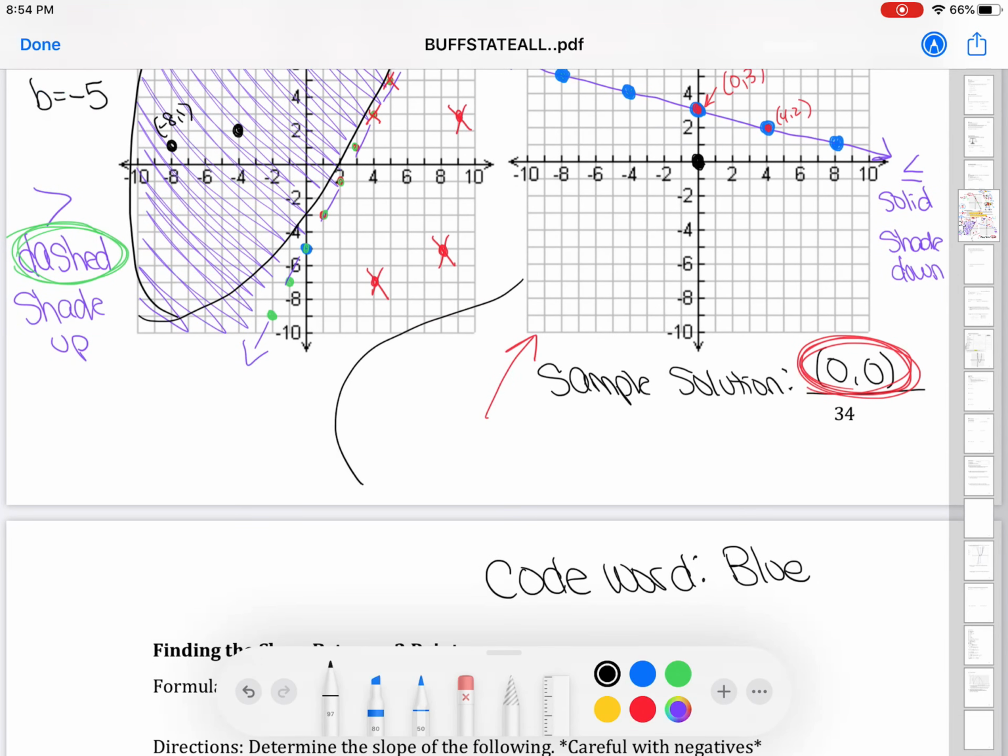So what I mean by that is I'm going to take this inequality, and again, I'm working with this graph. I'm just using the space over here. So the inequality is y is less than or equal to -1/4 x plus 3.